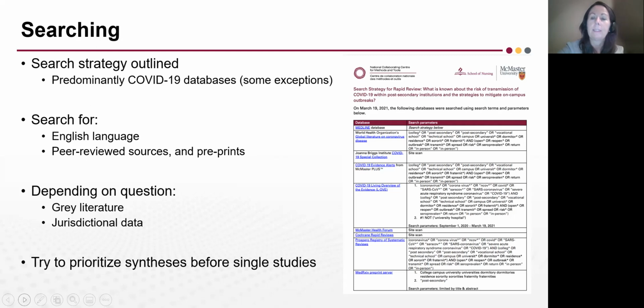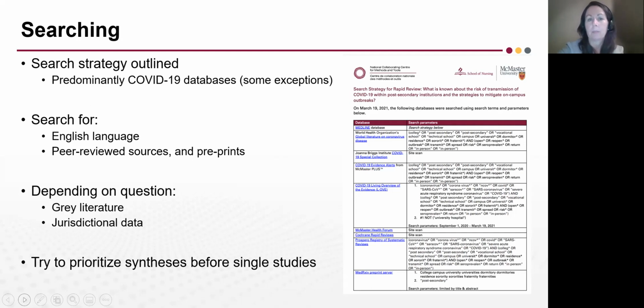Searching as well, we really focused on the predominantly COVID-19 databases, of which a great many evolved at the beginning of the pandemic. We limit our search to English language. We then look at peer-reviewed sources as well as preprints. And then depending on the question, we look at the gray literature and sometimes jurisdictional data as well.